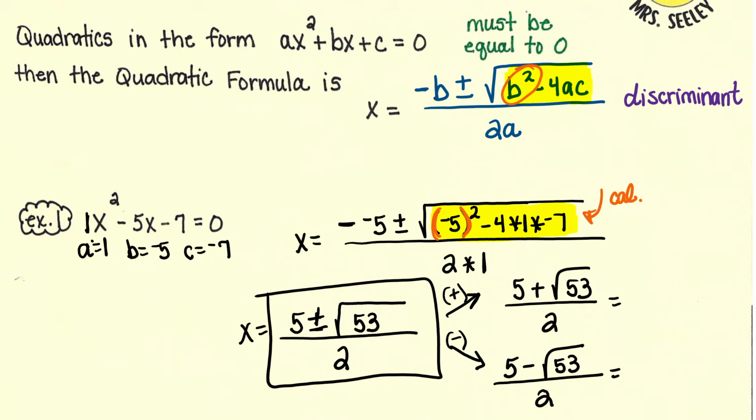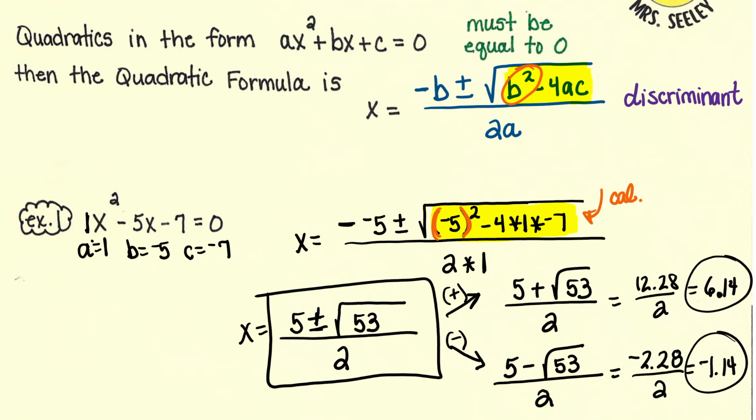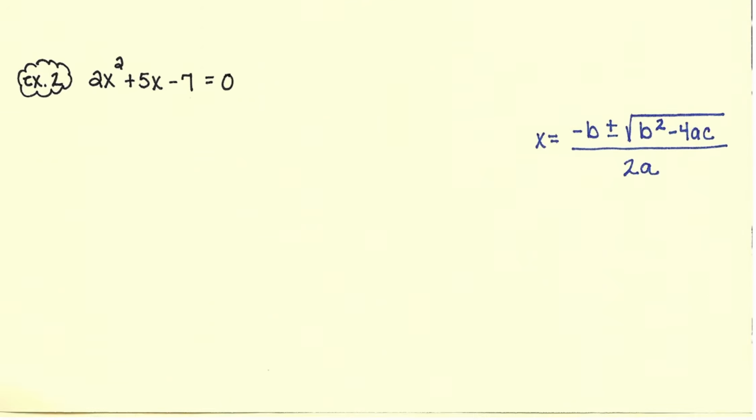So I would go to my calculator and say 5 plus the square root of 53, hit equals, and get 12.28, divided by 2 and get 6.14. Then I would say 5 minus the square root of 53, hit equals, and get negative 2.28, divided by 2, and you get negative 1.14. Again, some teachers like the decimal, so you'll know just in case you have to do that. Let's take a look at the second example.